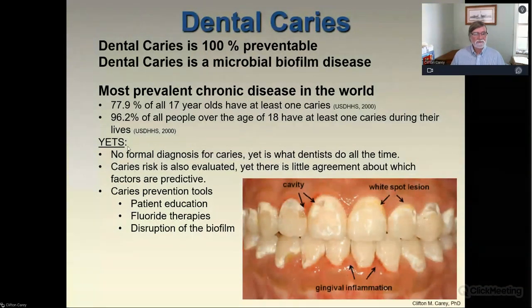Given that, we have some yets. There's no formal diagnosis for caries, yet it's what dentists have to do all the time. Caries risk is also evaluated. We always want to talk about risk, yet there's little agreement about which factors are the most predictive. And then the caries prevention tools that we have really are three at this time: patient education, fluoride therapies, and disruption of biofilm.